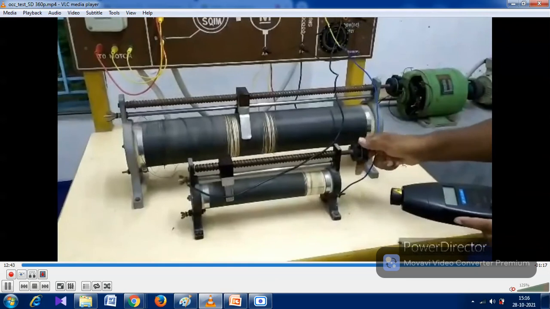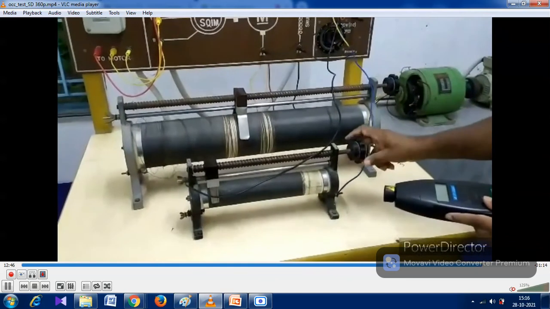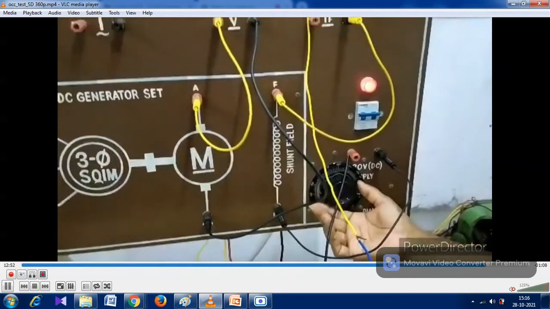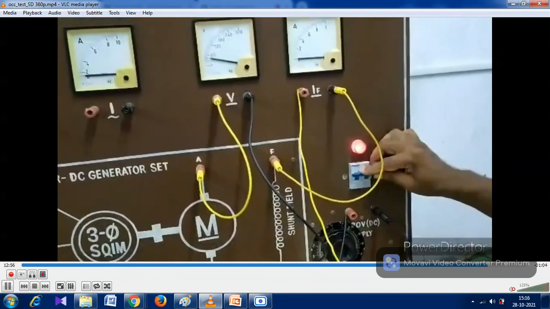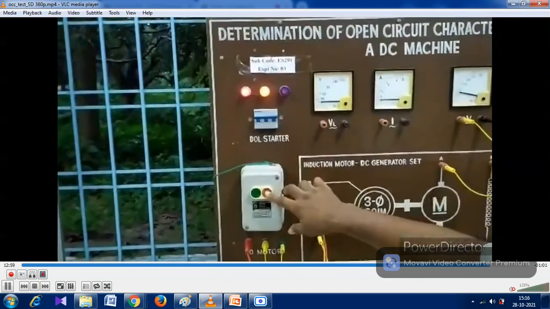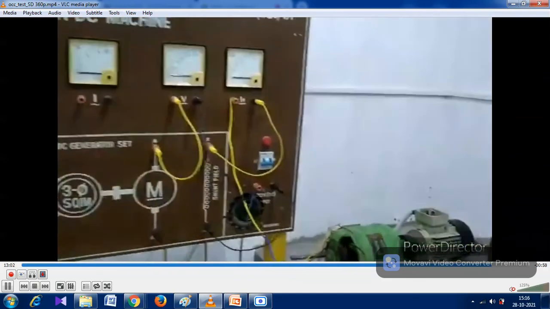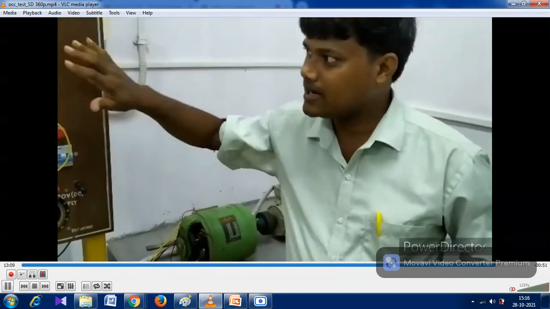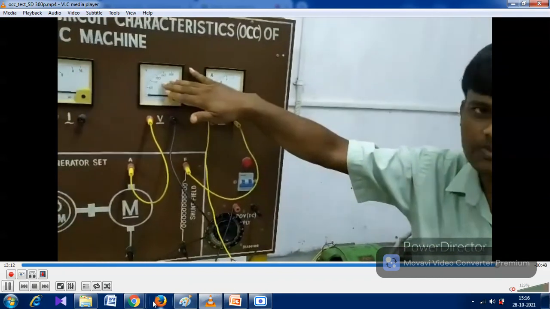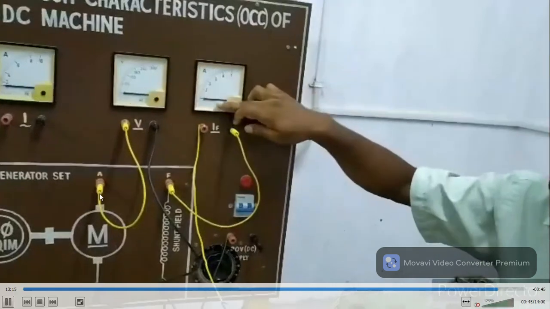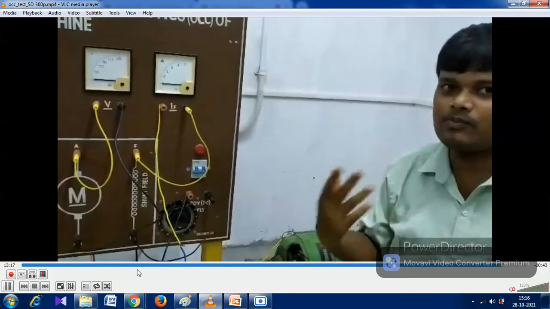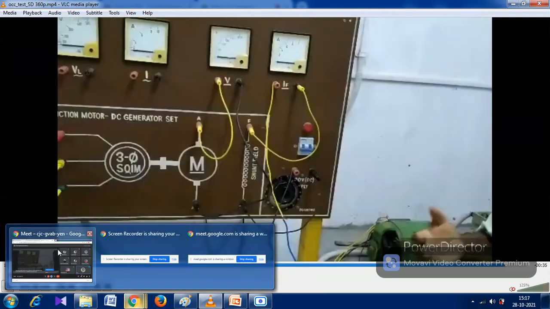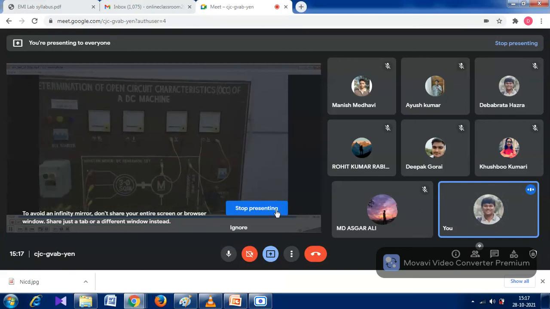And after completing the experiment, we have to do all the reverse process. That means at the starting time of the machine, at that situation we have to return to that position. So now, okay, where it is.